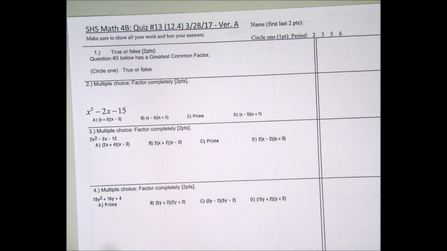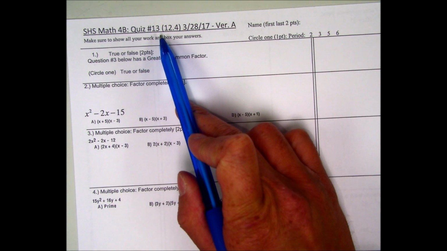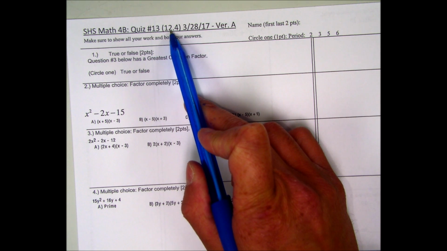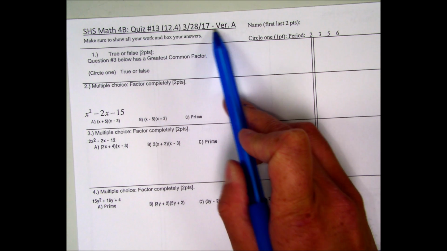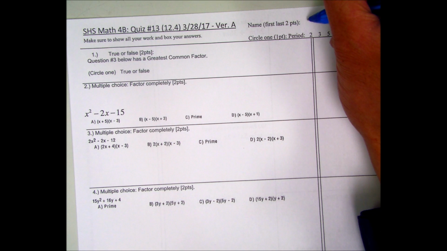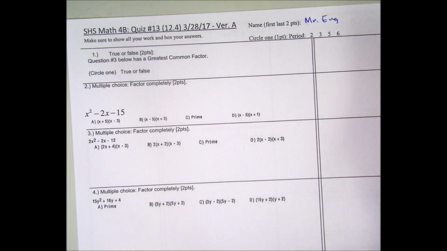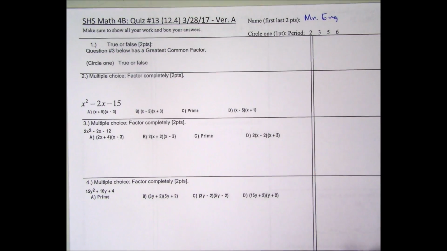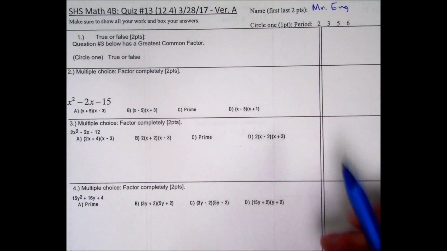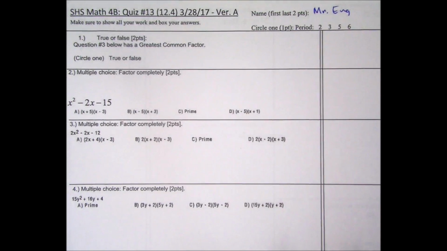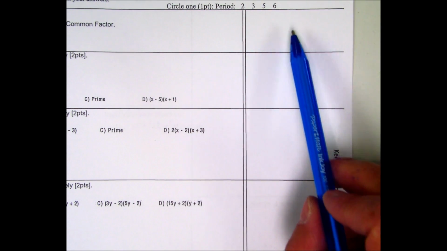Alright, these are the quiz 13 corrections. This is just on factoring. On March 28, 2017, this is version A. You got 2 points for writing your first name and your last name, 1 point for the first, 1 point for the last. And 1 more point. They have to be legible, and the other 1 point is to circle the correct period. Remember, you should be doing your corrections on the right side, in that column on the side.